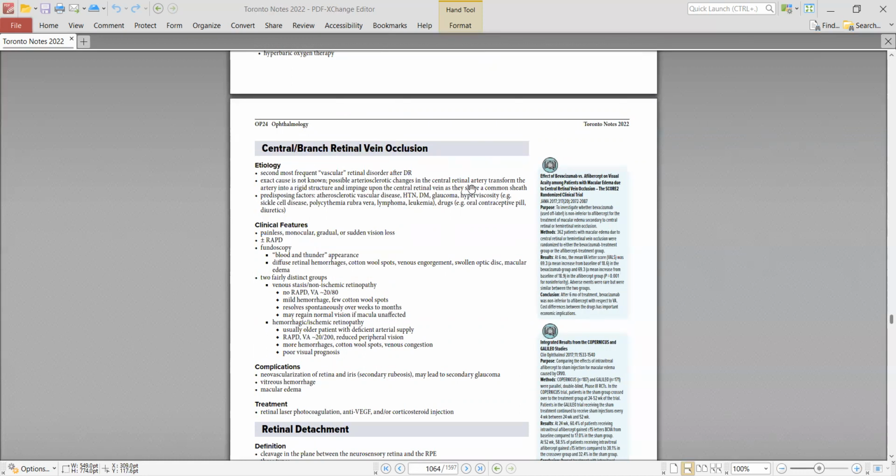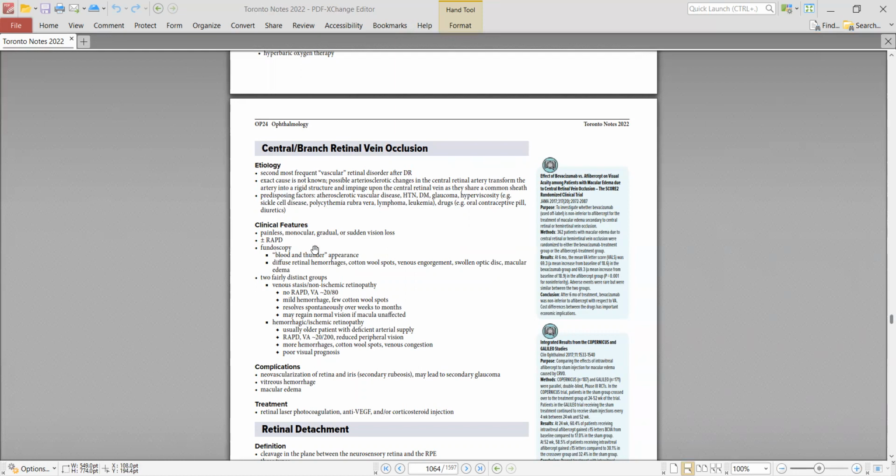The retinal artery transforms into a rigid structure impinging upon the retinal vein as they share the common sheath. Predisposing factors are atherosclerotic vascular disease, hypertension, diabetes, glaucoma, hyperviscosity, sickle cell disease, polycythemia rubra vera, lymphoma, leukemia, OC pills, diuretics. It presents as painless monocular gradual loss of vision. Most of the time it is gradual, or it can be very sudden also.